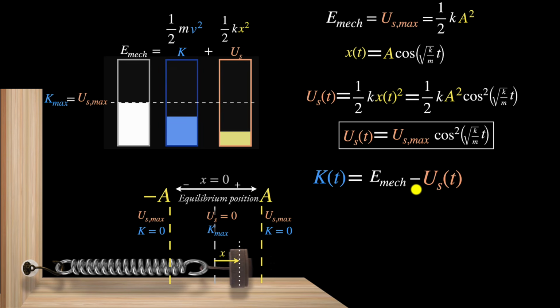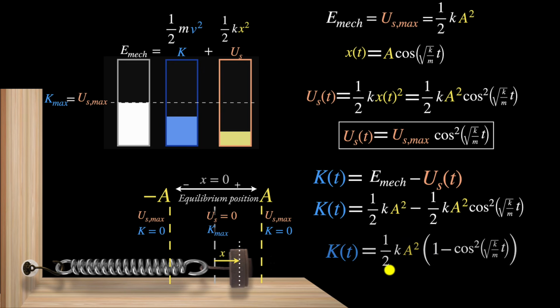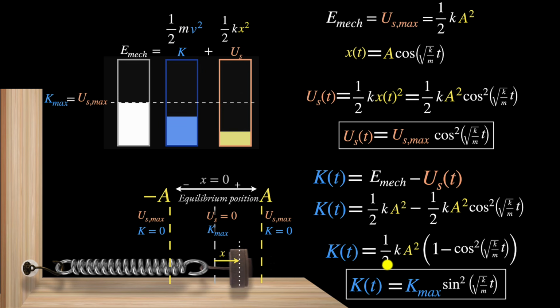Kinetic energy is mechanical energy minus the spring potential energy. So the kinetic energy is half kA squared minus the spring potential energy. We just got it over here, so we can plug that in. Half kA squared comes out as common, and so I get 1 minus cos squared, which is basically sine squared. And so this now is the maximum kinetic energy.